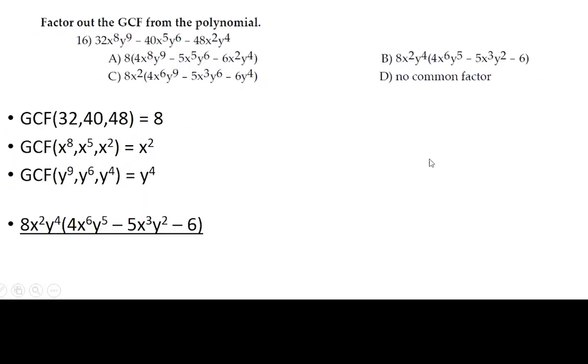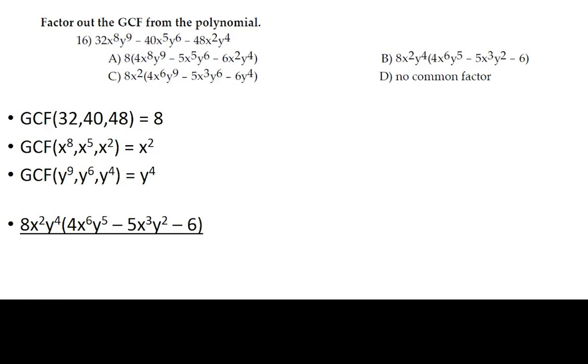Number 16, we start to get into factoring now. Did a long stretch on multiplication. Now multiplication the other way, factoring. Not the other way as in another way. The other way as in the other direction.